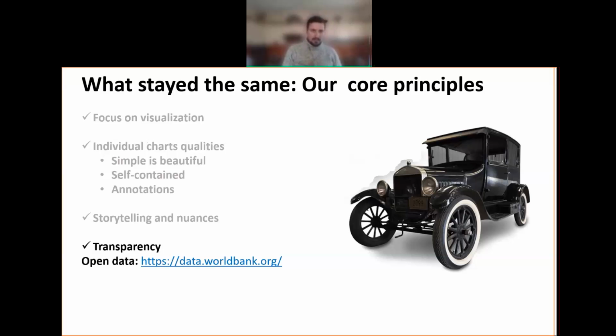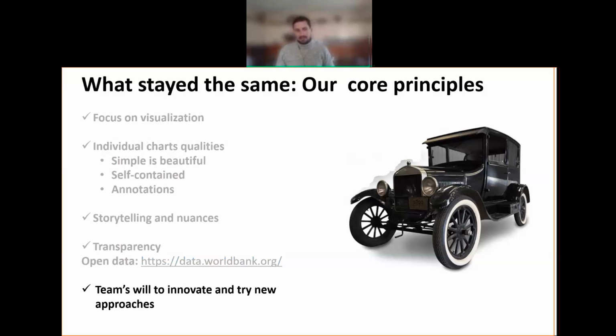But this is something that is at the core of what we do in the development data group, and not only for the SDG Atlas, but for all of our products. We try to really push for as much transparency and as much open data, open code, or open sourcing as possible. And finally, I think that the team's will to innovate and try new approaches is something without which we couldn't have produced this report. Contrary to other flagship products, for which it's more difficult to innovate and try new approaches in an agile fashion.